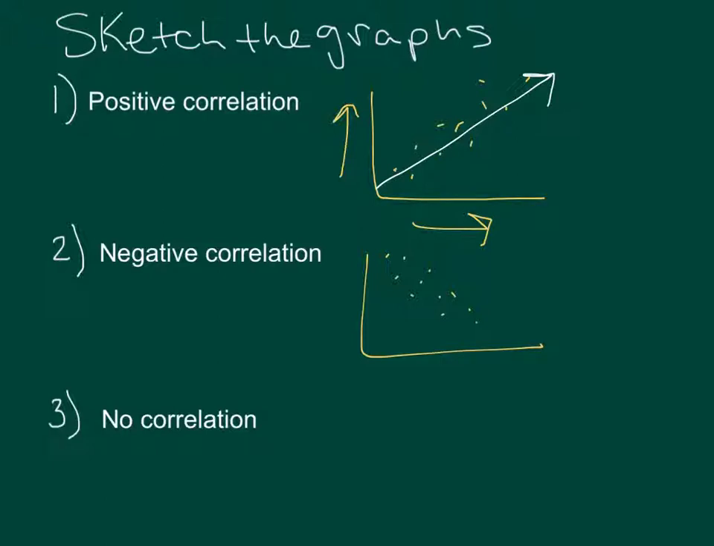A negative correlation would be something like this, because they're both going down. As x decreases, so does y. Something with no correlation would just be a bunch of random dots. These are all scatter plots, where you just put points everywhere. So if it's going up, it's positive, down would be negative, and all around would be no correlation.